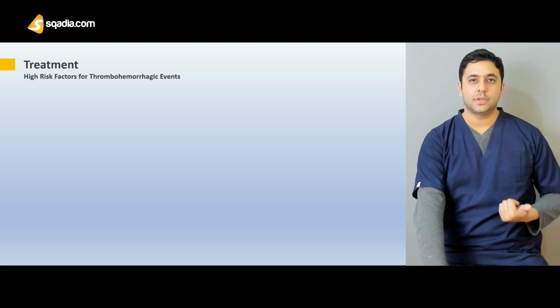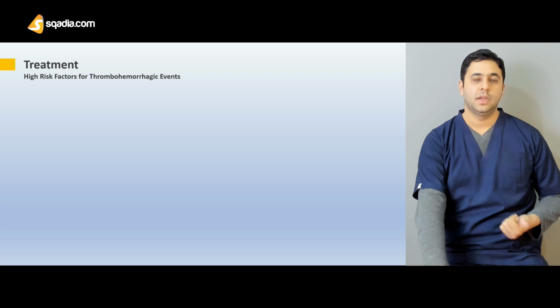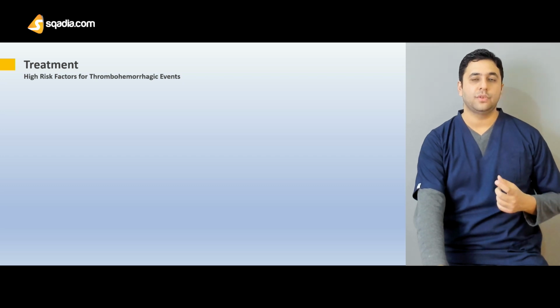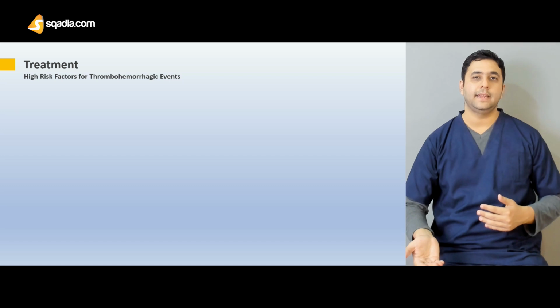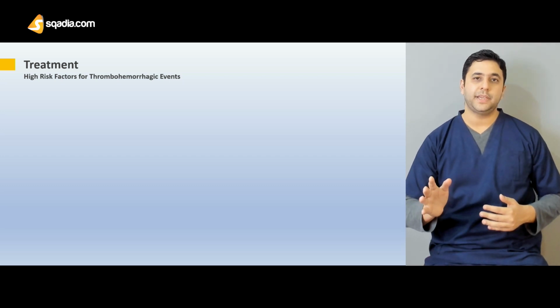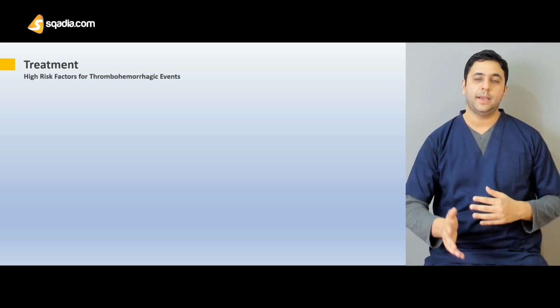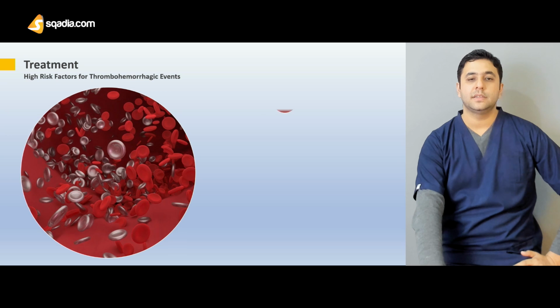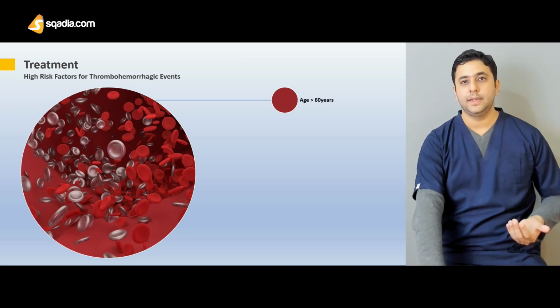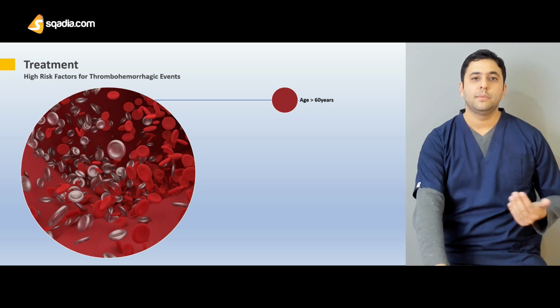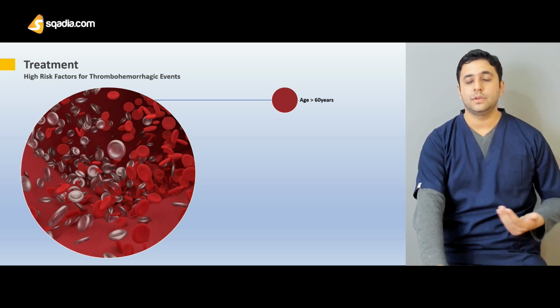Now, to start off, let's talk about the high risk factors for thrombotic or hemorrhagic events in these patients. What are the various important things we have to look for? We have to stratify the patients based on these risk factors. The important risk factors are an old patient, specifically age greater than 60 years. Most of the patients presenting with essential thrombocytosis are older than 60.